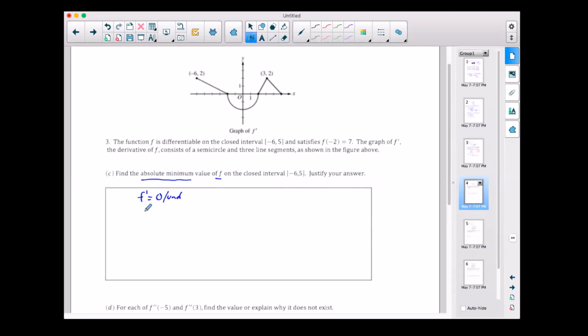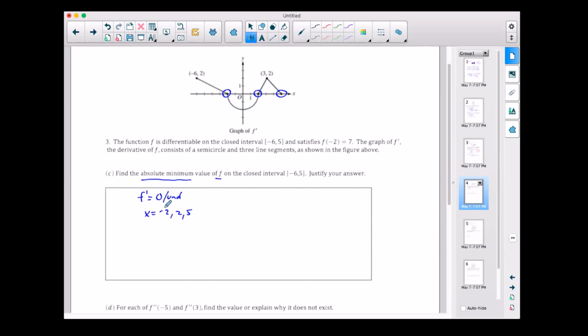The first step is to figure out, when does f prime equal 0? Well, this is a graph of f prime, so I want to know literally when this graph crosses the x-axis, and we see that happens here, here, and then kind of at the endpoint here. And so we know that f prime is 0 at -2, 2, and 5.